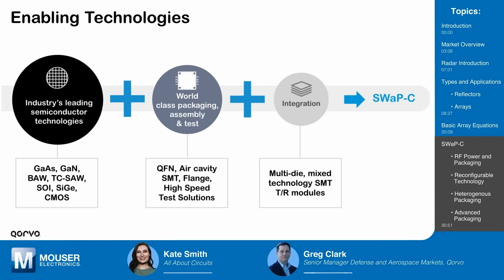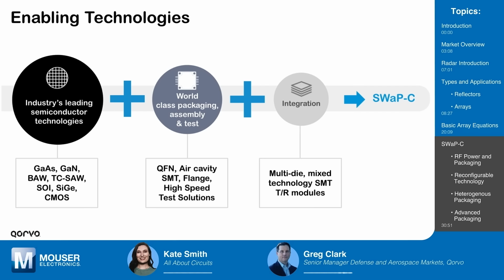So now we're going into enabling technologies that affect the SWaP-C. There's industry-leading semiconductor technologies. So you have your gallium arsenide, your gallium nitride. Both are used in the transmit. GaN is gaining ground, continues to take ground in the transmit side because of its power density capability. The BAW and TC-SAW, these are more back-end filtering technologies to filter the signals out before they go into the A to Ds and the D to As. And then you have SOI, silicon on insulator, SiGe, silicon germanium, and then CMOS. These are all back-end, control capabilities.